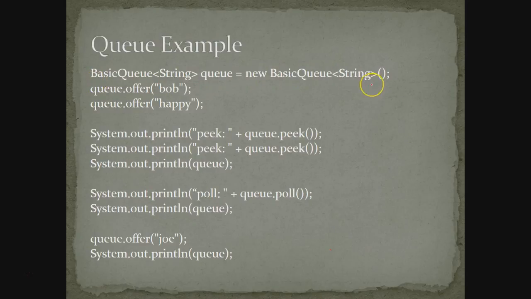Basic queue string equals a new basic queue. If we were to offer Bob, Bob would be put at the front of the line. And then offer Happy, Happy would go at the back of the line.